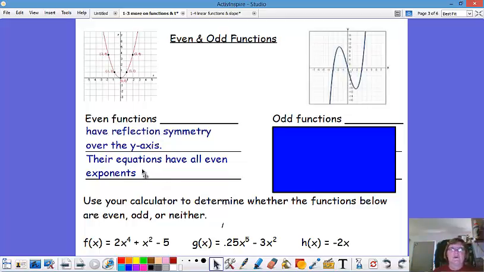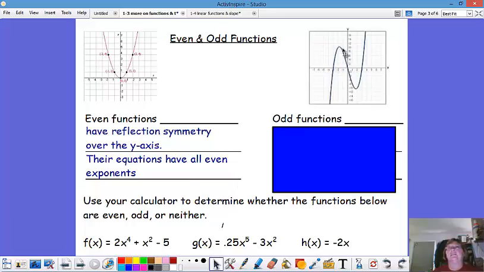Later in this class, but why not today, since it will help us today, we're going to learn that their equations, if a function is even, all of the exponents in that function will be even. Which sort of kind of makes sense.